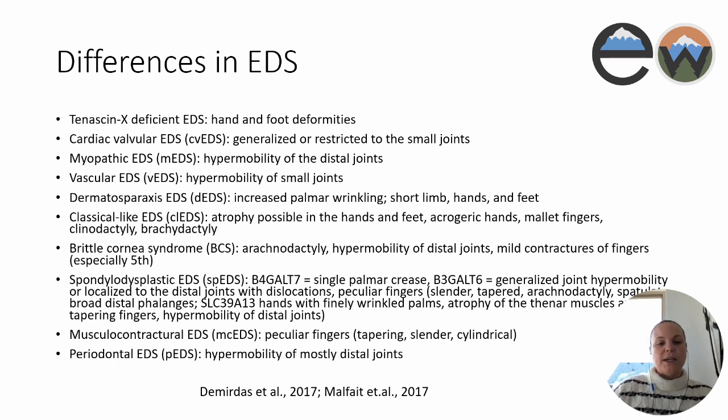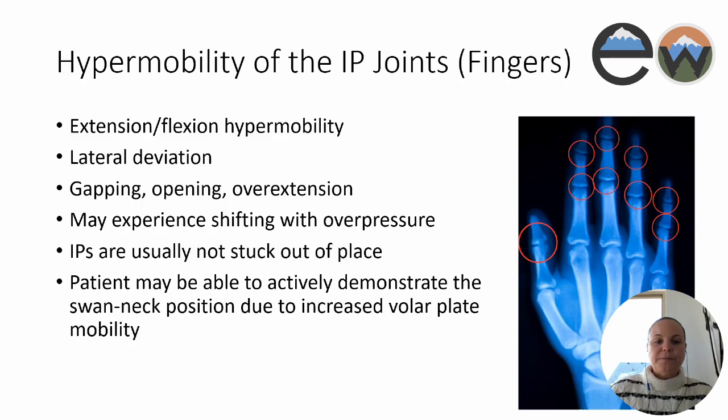Musculocontractural EDS, or MCEDS, again has that peculiar finger shape, so cylindrical, tapering, slender type of fingers. And periodontal EDS, PEDS, we might see more hypermobility of the distal joints as well, which are the fingers and also into the toes, but for today we're talking about fingers and hands. So a lot of stuff is reported in the hands and the fingers for those with different types of EDS, and we do see it along with hypermobile EDS as well. So we can have a number of different types of hypermobility that happens at these small joints, right? And when that happens, it can really start to affect our daily life and the functioning of those hands.